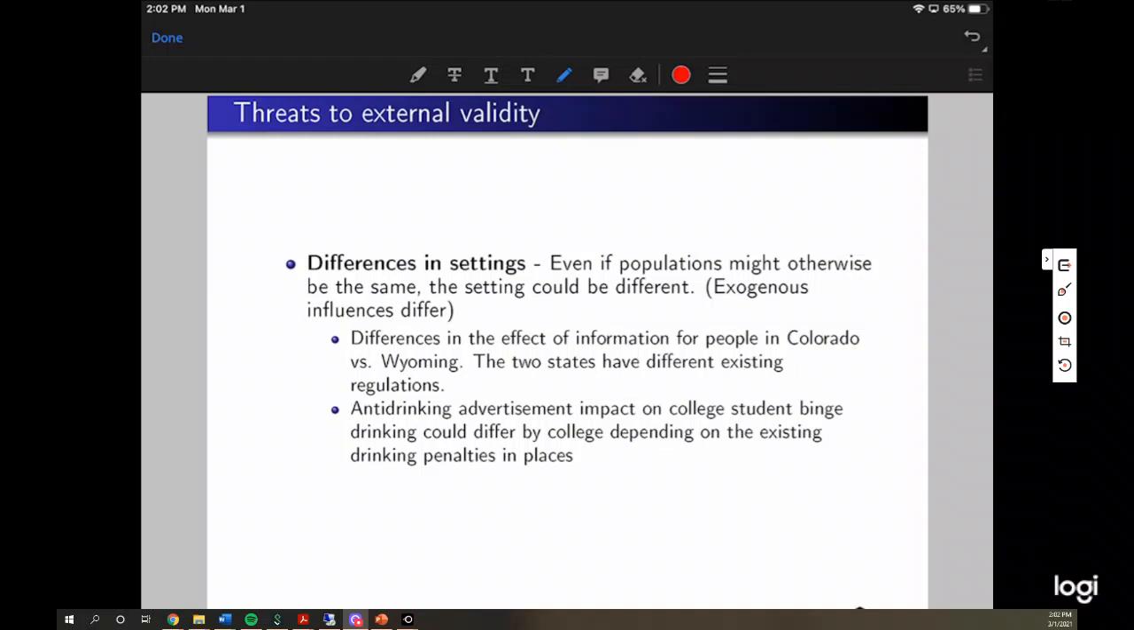Another example is anti-drinking advertisement impacts on college students. Binge drinking could differ by college depending on the existing drinking penalties in place. So if college students are essentially the same across colleges, we're going to assume that. And we're giving anti-drinking advertisements to two different colleges. Those advertisements might have a different effect depending on the severity of the punishment for drinking at each of the colleges.